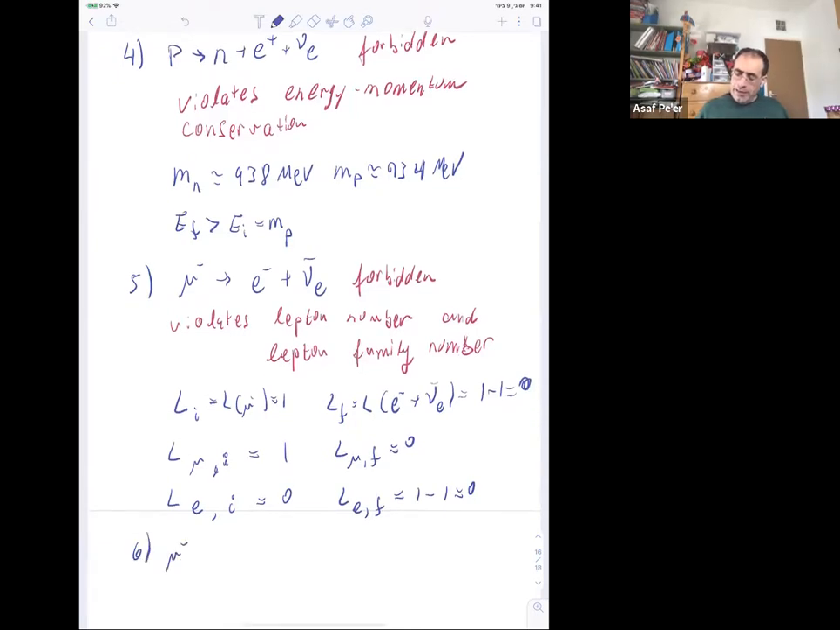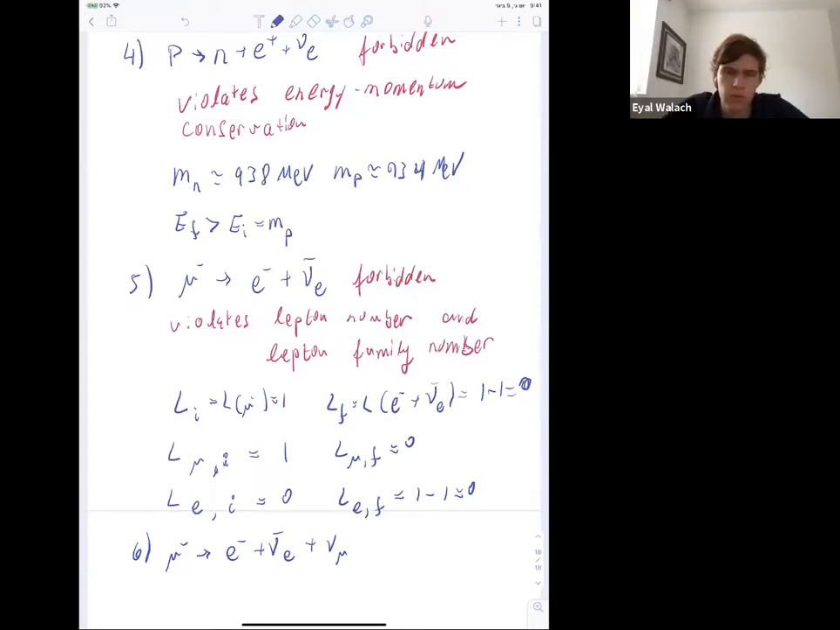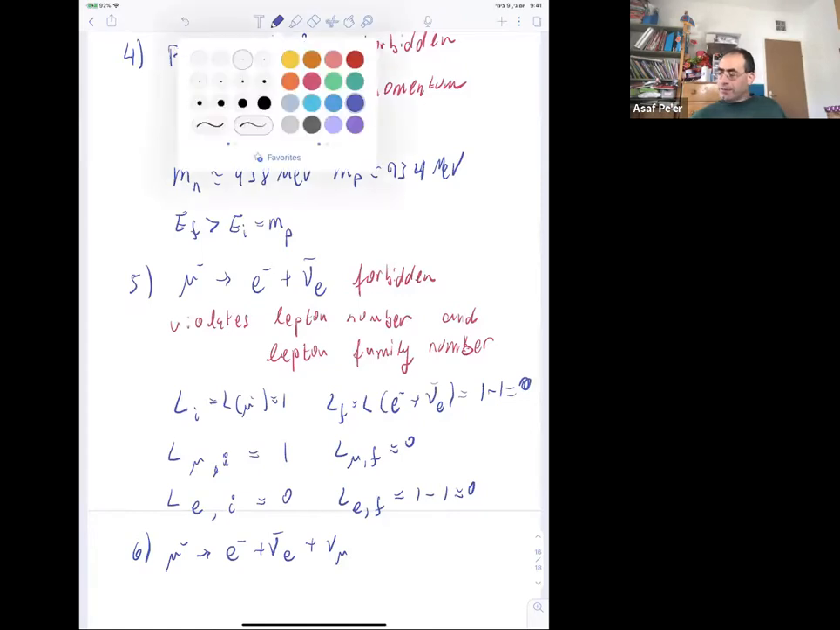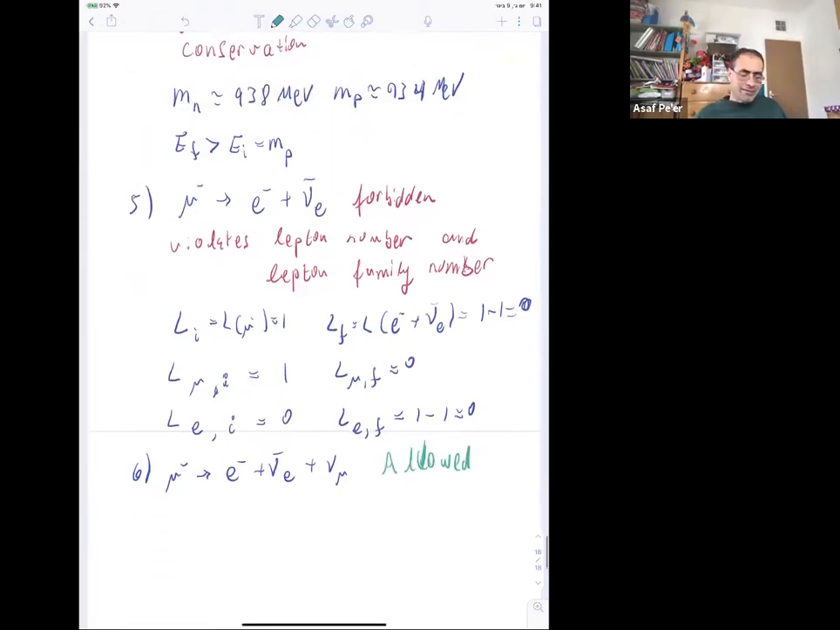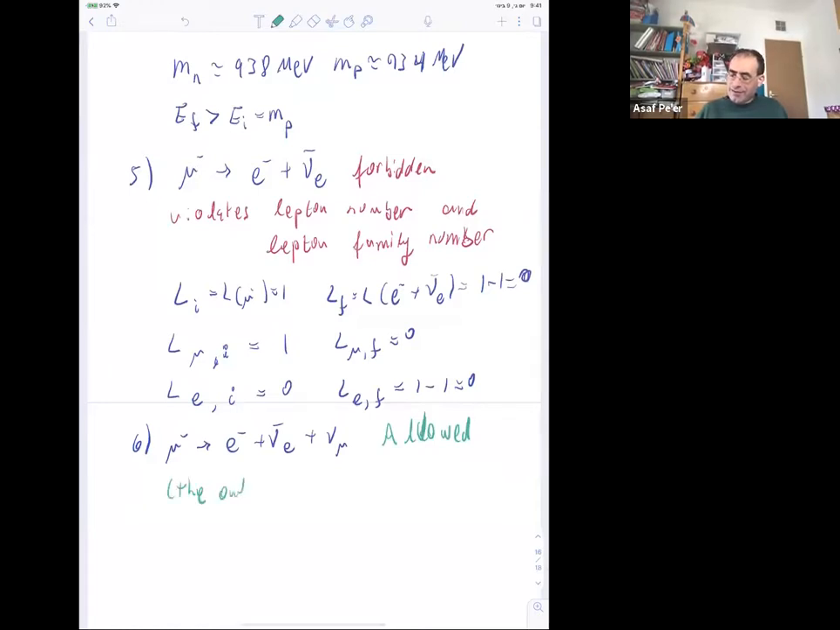What about the muon decaying into an electron plus an electron antineutrino plus a muon neutrino? What about this one? Allowed. Okay, this is allowed. That's the only allowed way. This is the only allowed way for a muon to decay.